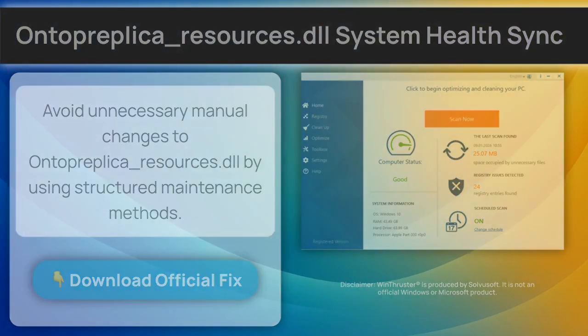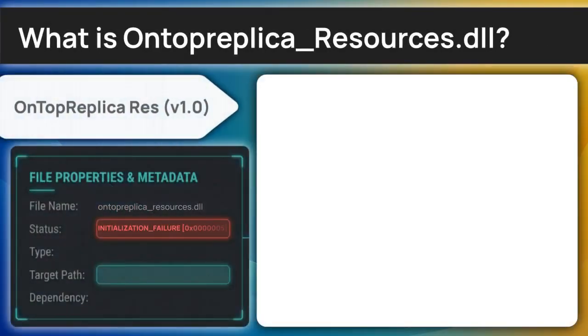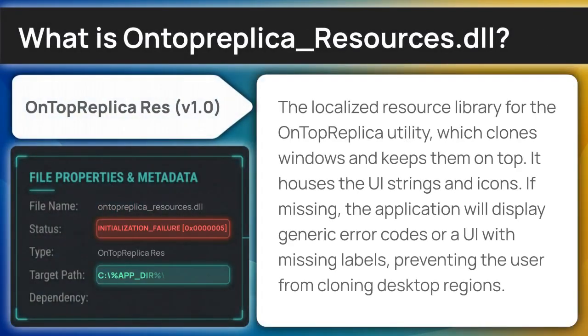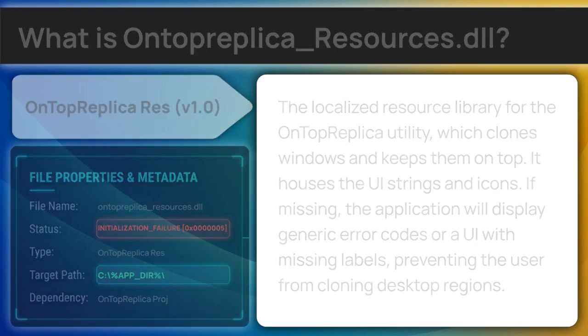This is the OnTopReplica Resource Library, the localized resource library for the OnTopReplica utility, which clones windows and keeps them on top. It houses the UI strings and icons. If missing, the application will display generic error codes or a UI with missing labels, preventing the user from cloning desktop regions. Now that you know how the file works, let's focus on the how and fix the issue.